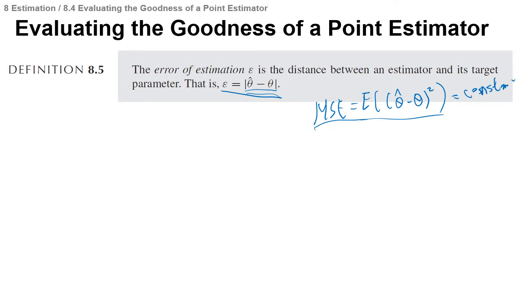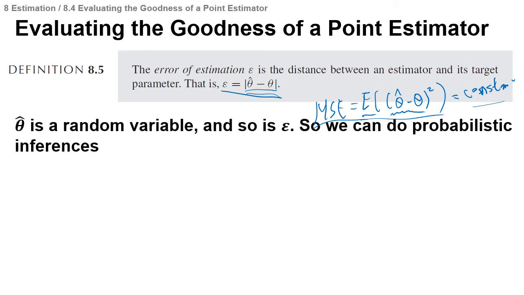because we are taking expectation on the random variable, and so this is a constant term. However, the error of estimation is still a random variable. Theta hat is a random variable because it is a function of samples. So our estimate theta hat can be derived from the samples. For example, the estimate for mu is x bar, the averaged value of n random samples.